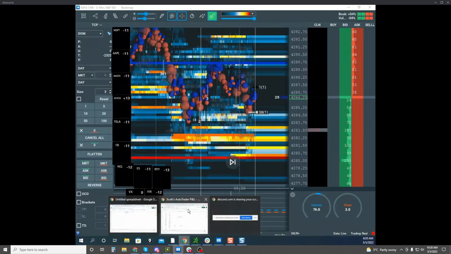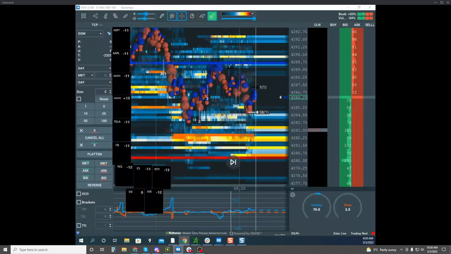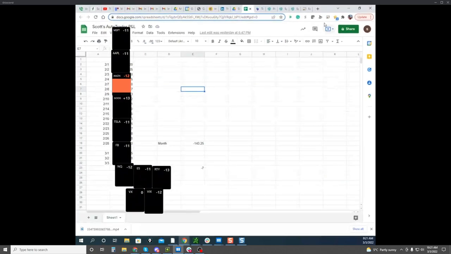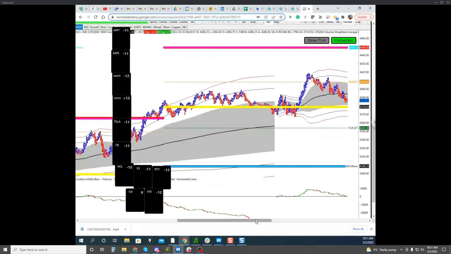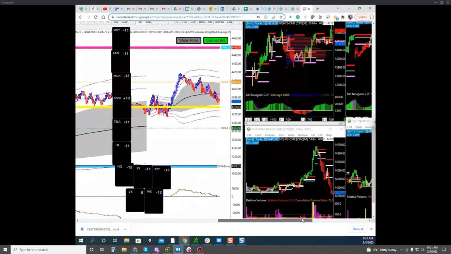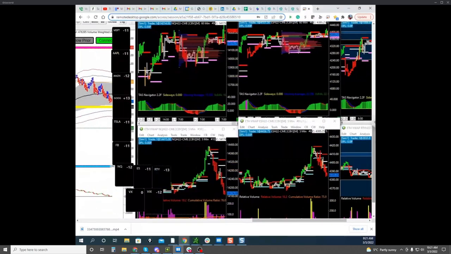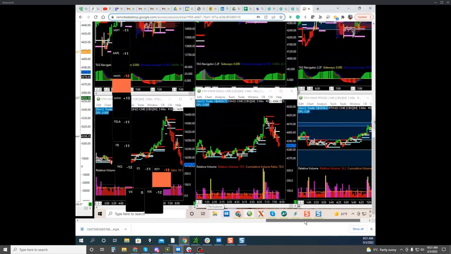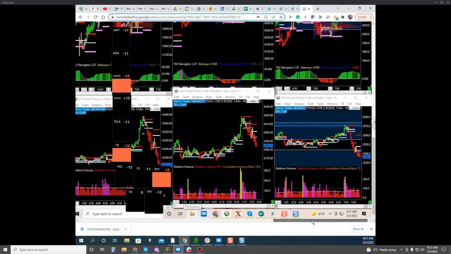So another thing that I keep an eye on, and tell my room nonstop all day long, is the relative volume. You want to be very careful taking trades when the relative volume is well below average. So right now it's okay. This relative volume is on Sierra Chart, and other platforms have it as well. But the Thinkorswim one is a different relative volume than this one.